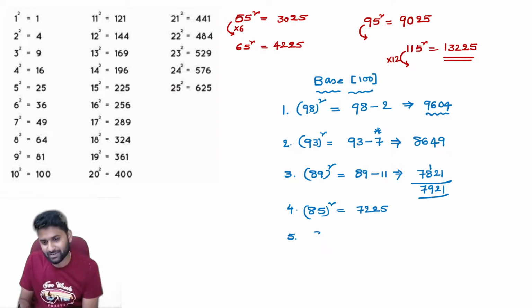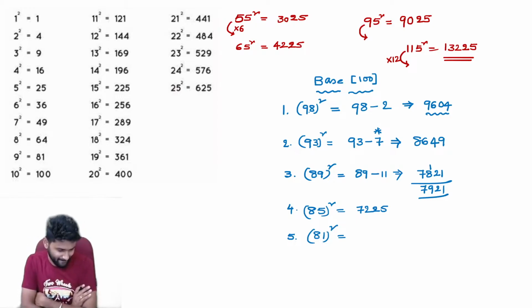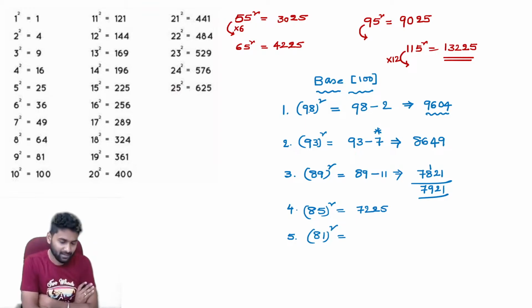We'll move on to the next one. 81 square. What is the 81 square value? Very good, Nana, Geetika, Satyanarayan.